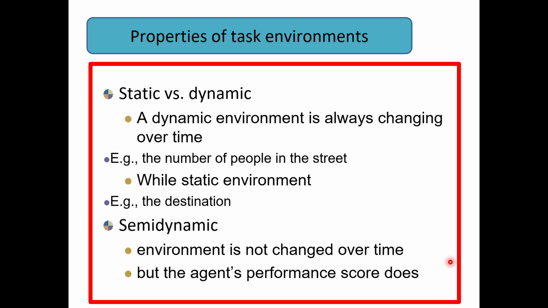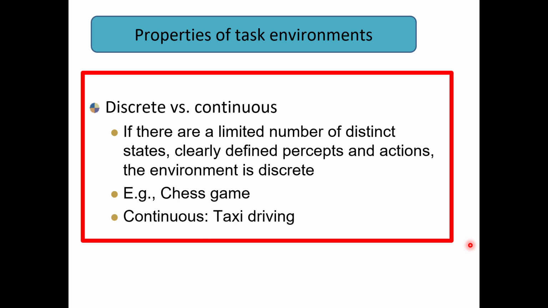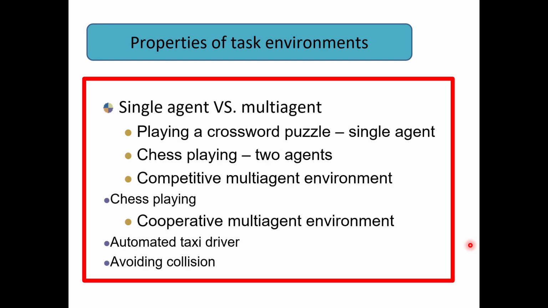The next one is static or dynamic task environments. The dynamic environment keeps on changing over time. The number of people in the street is not static; it keeps on changing. Semi-dynamic means the environment does not change over time, but the performance score will change. Then another property is discrete or continuous. If there are a limited number of distinct states with clearly defined perceptions and actions, the environment is discrete. Example: chess game. A continuous example is taxi.